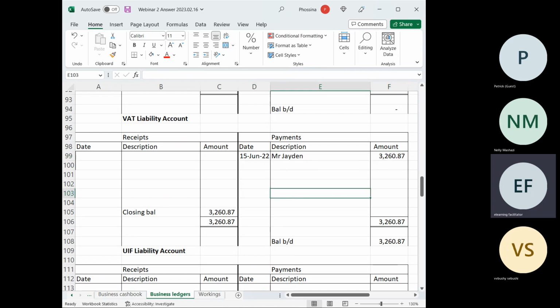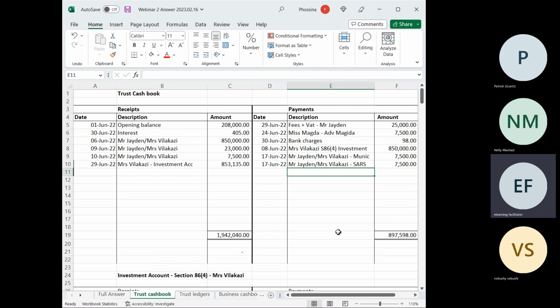The next transaction was that we briefed Advocate Magiba on the matter of Miss Magda, and he rendered a bill for 7,500, which was paid on 24 June. So this is our trust account. We are given an invoice from the advocate, and our client has got money in the trust account. So we go back to our trust cash book. Since our client has got money in the trust account, there's no need for the business to pay this invoice using the practice money.